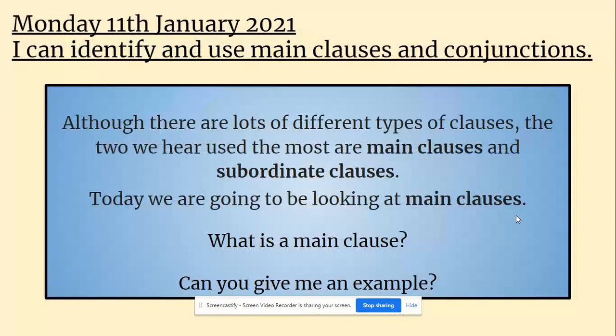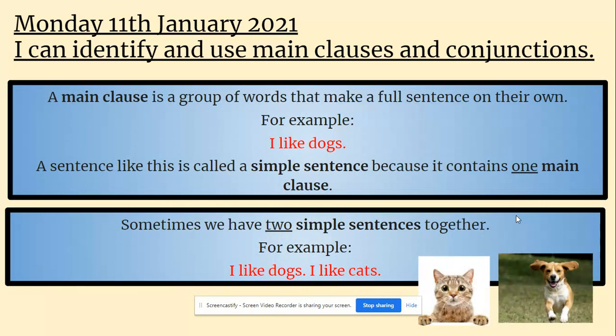So today's lesson is I can identify and use main clauses and conjunctions. Although there are lots of different types of clauses, the 2 we hear used the most are main clauses and subordinate clauses. Today we are going to be looking at main clauses. What is a main clause, and can you give an example? We have done some work on this in class, so hopefully you guys will remember. A main clause is a group of words that make a full sentence on their own.